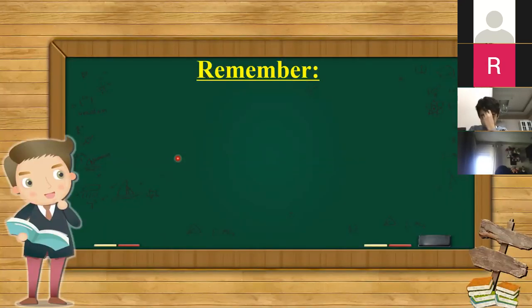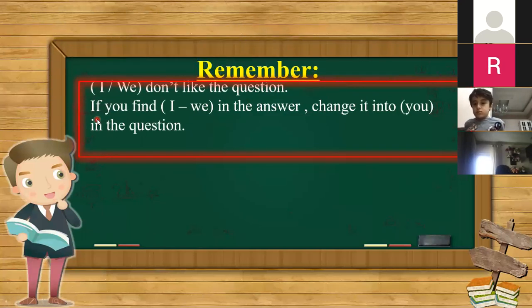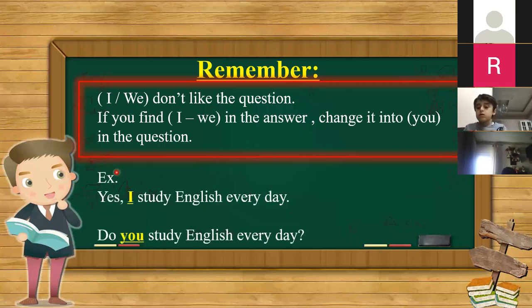Okay, let's see what we will remember here. Remember: I and we don't like the question. If you find I or we in the answer, we have to change it into you in the question because you love the question. Like this example here.